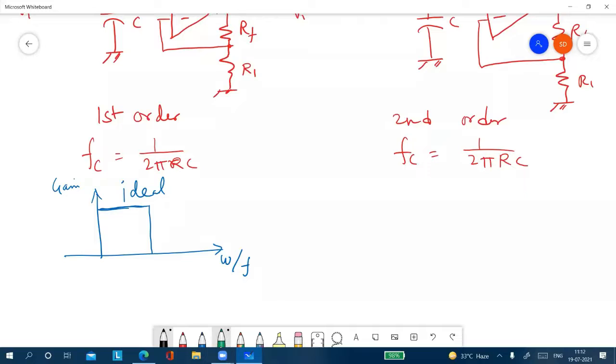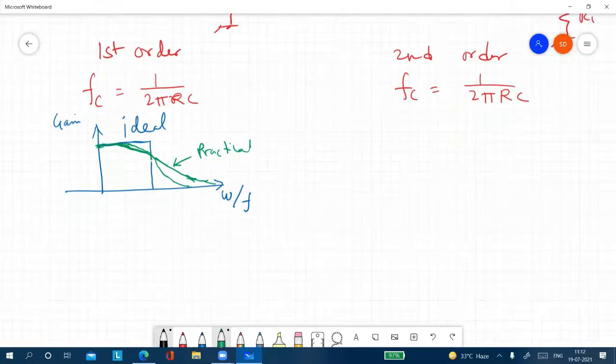Now, if we have a first order filter, the practical first order filter is something like this. Practically, this is the gain versus frequency response. If you increase the order, the response will move like this. As we increase the order, this is the practical first order filter. We are already familiar with all these things.